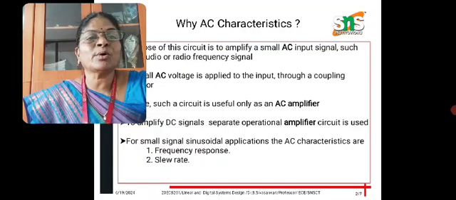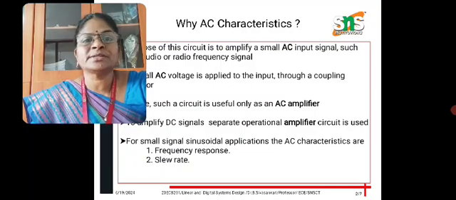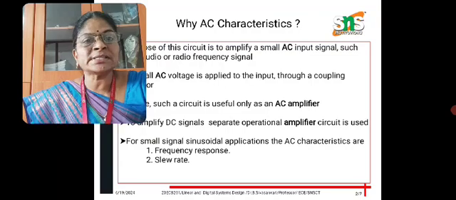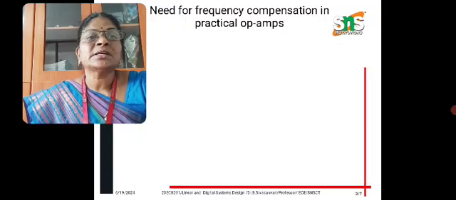So for these small signal sinusoidal applications, the AC characteristics are of two types. One is frequency response and another one is slew rate. So we can calculate the AC characteristics of op-amp by two methods.